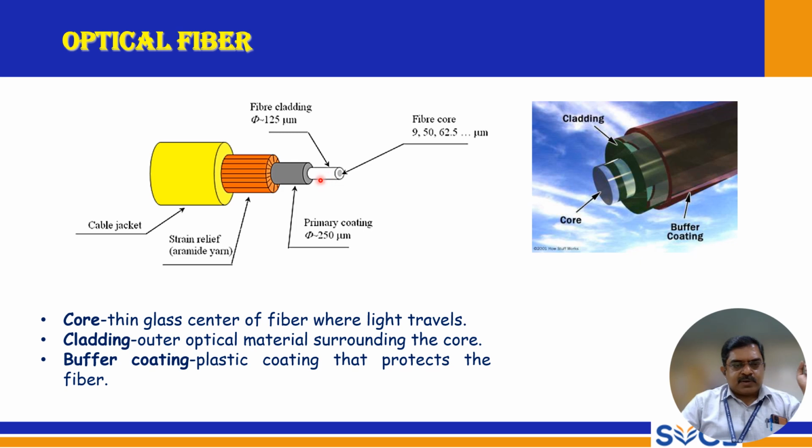This is the fiber cladding surrounding the core. The buffer coating is a plastic coating that protects the fiber. So this is the core, buffer coating and cladding. This is the arrangement of the fiber and its components.